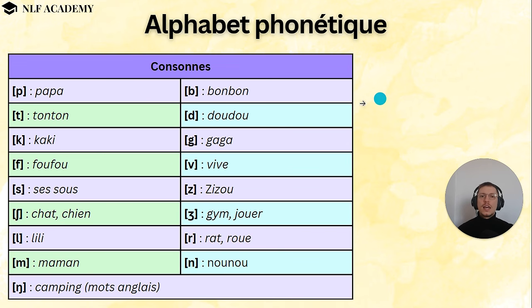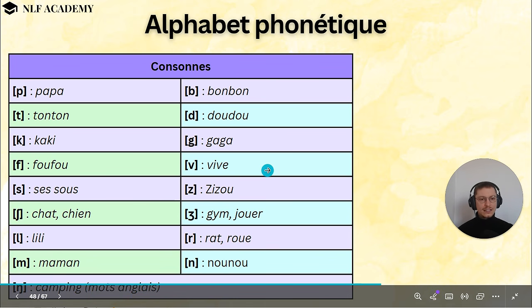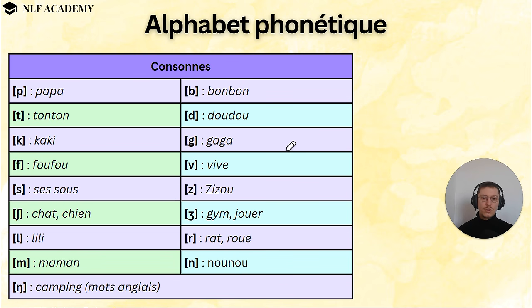Et ensuite, on a les consonnes. Donc, P, B, T, D, K, G, F, V, S, Z, Sh, J, L, R, M, N, and then a special one that comes from English and that we use also in French, but only in English words. It's like ng, like camping, which is an English word.